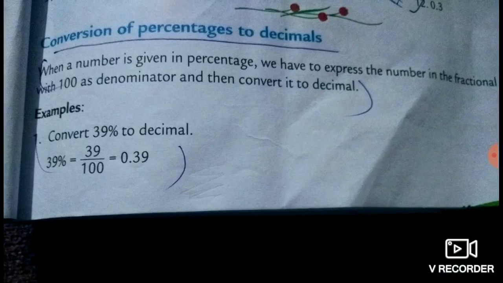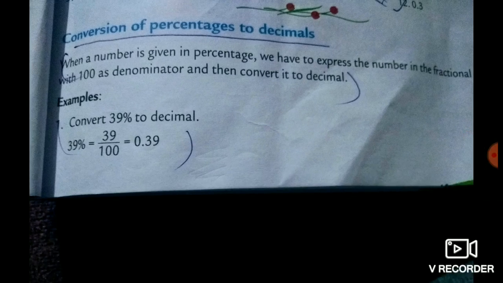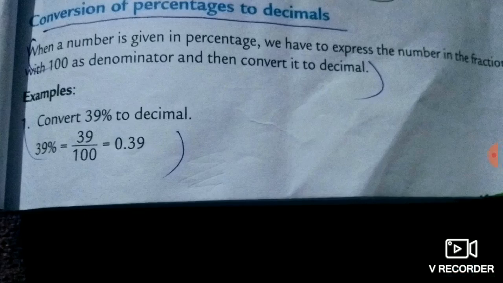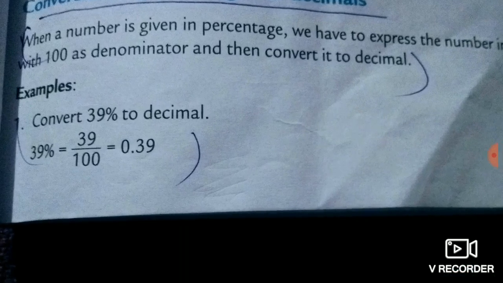Next topic is conversion of percentage to decimal. Percentage is given, and here we convert the percentage into a decimal. When a number is given in percentage, we have to express the number as a fraction with 100 as denominator and then convert it to decimal. So here we write the 100 in the denominator. So our answer is converted into a decimal.